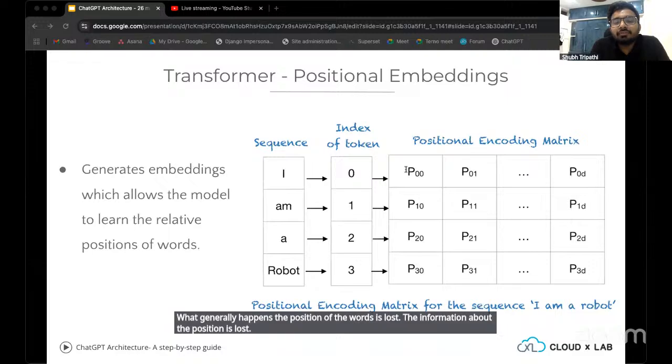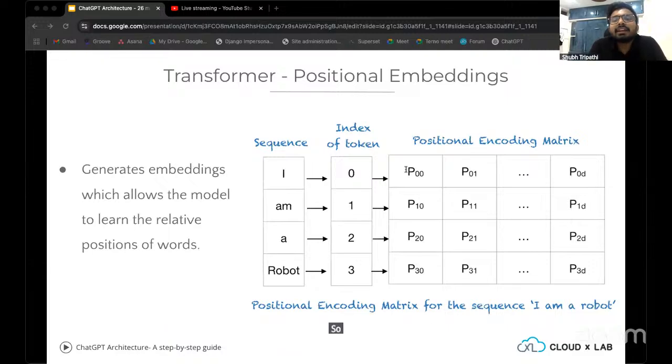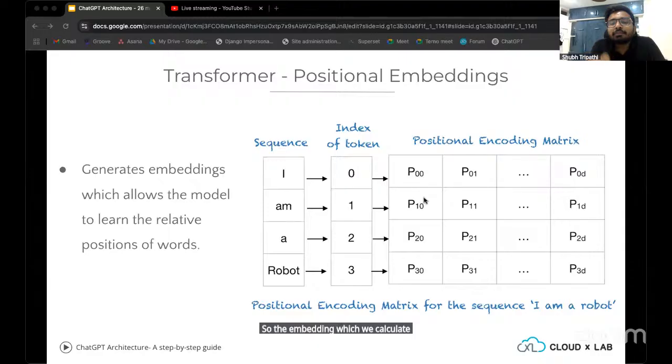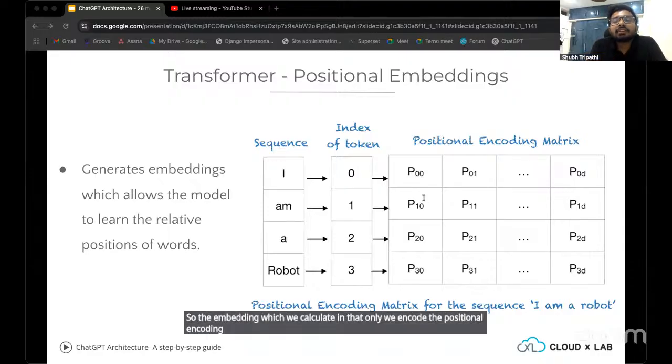To solve that problem, we add positional embeddings to give the model a sense of sequence. We assign each position a unique encoding and add it to the word embeddings. So in the embedding which we calculate, we encode the positional encoding. This helps the model understand word order, like knowing that "I love transformers" is different from "transformers love I". These are two different sentences, so we are encoding the sense of position of that sequence in the model.